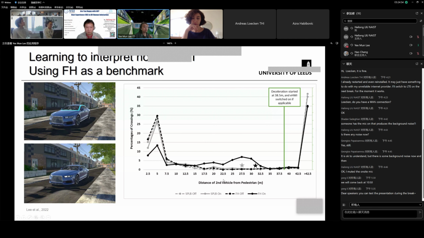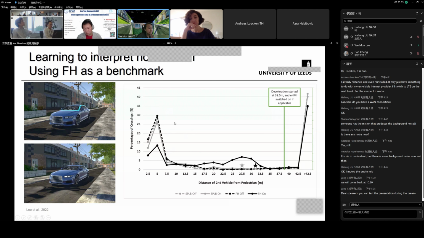On the right-hand side, you see this figure. On the y-axis, you see percentages of crossing, so the higher it is, the more people crossed. On the x-axis, you see the distance of the vehicle from the pedestrians when crossing was initiated. You see this high peak here as well as a high peak here. That's what we call the bimodal crossing pattern. People either crossed when the vehicle was still very far away, say 42.5 meters away, or they waited until the vehicle came to a near stop, then they crossed.